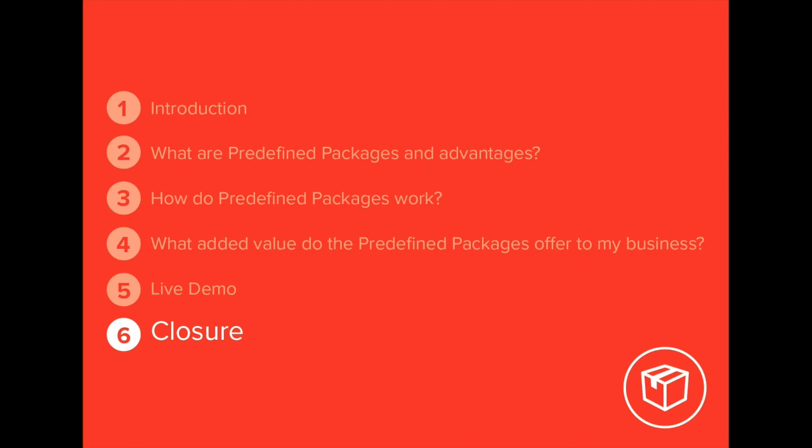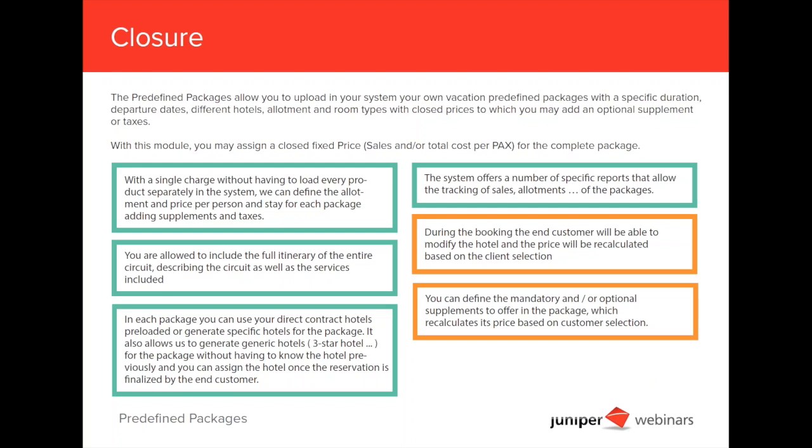So, next point, the last one, closure. The predefined packages allow you to upload in your system your own vacation predefined packages with a specific duration, departure days, different hotels, allotments, and room types, with closed prices, to which you may add optional supplements or taxes, okay? With a single charge, without having to load every product separately in the system, we can define the allotment and price per person and stay for each package, adding supplements and taxes.